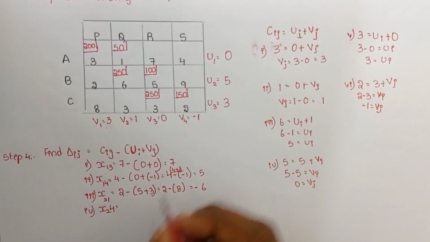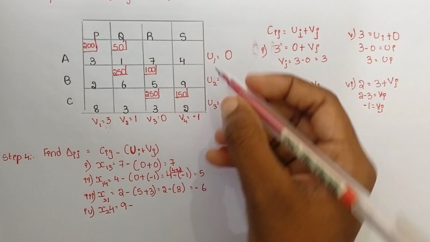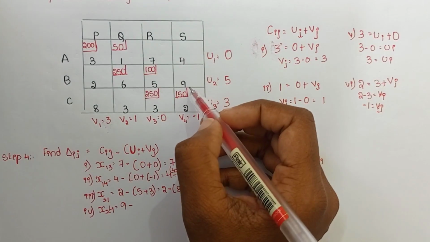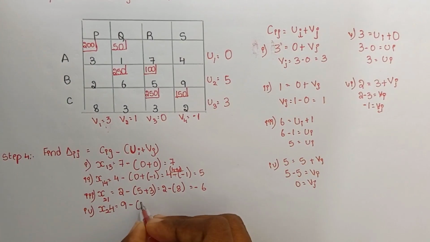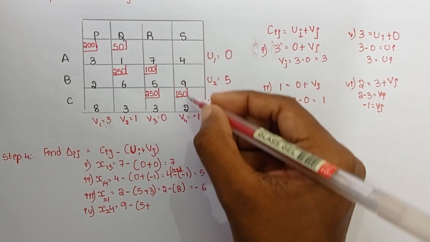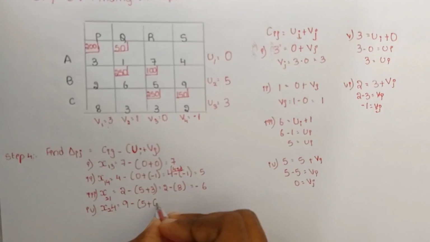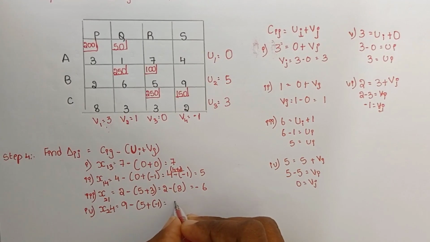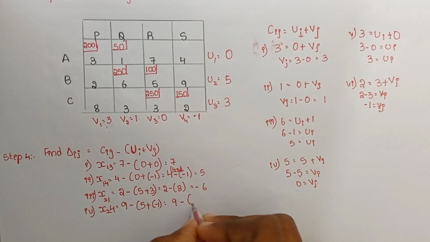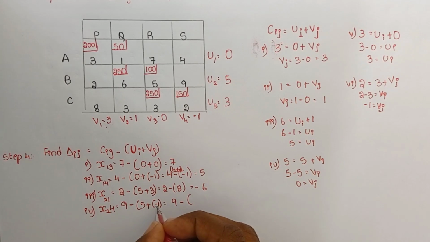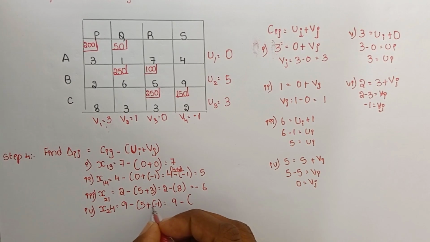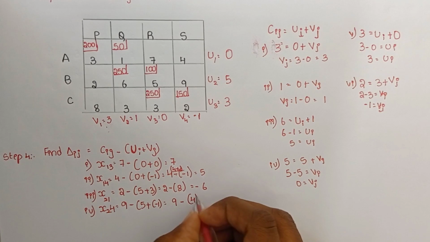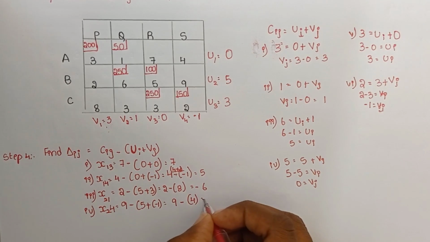So the Cij value is 9. 9 minus the u value for this 9, which is 5, plus the v value for this 9, which is minus 1. Let's simplify this. So 9 minus, plus into minus is minus. So 5 minus 1 is 4. So 9 minus 4 is 5.